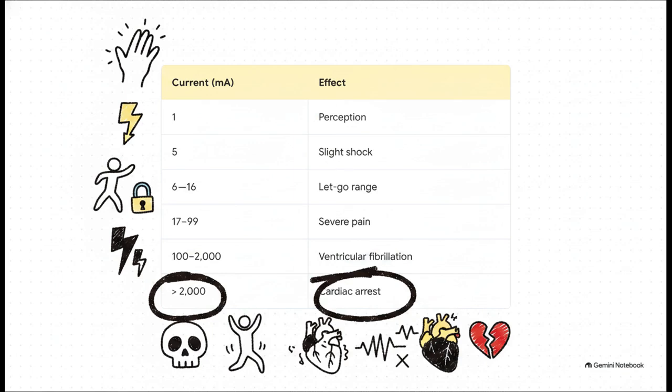Moving down past the extreme pain threshold, we hit the second critical region at 100 milliamps. From 100 up to 2000 milliamps, ventricular fibrillation occurs. That's an uncoordinated pumping action of the heart where death becomes highly likely. Finally, above 2000 milliamps, you're looking at cardiac arrest, internal organ damage, and severe burns. Lock in those three specific zones: 6 to 16, 100, and over 2000.